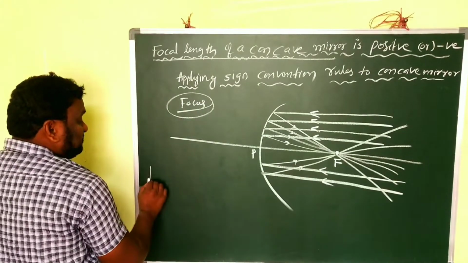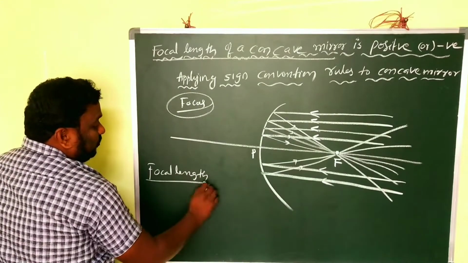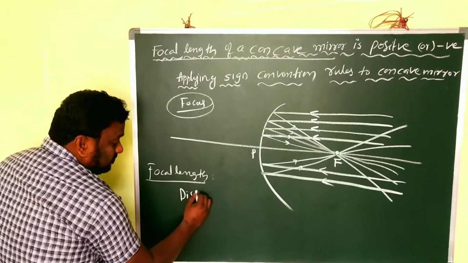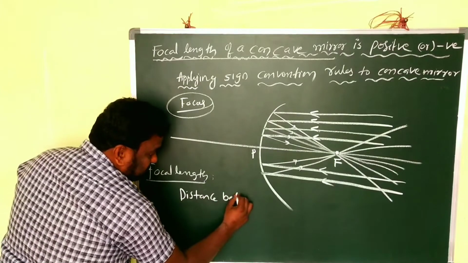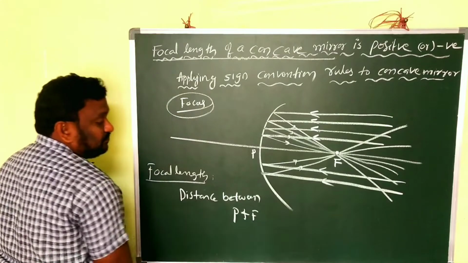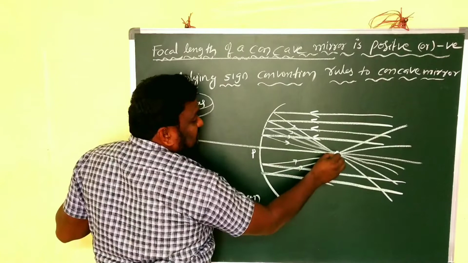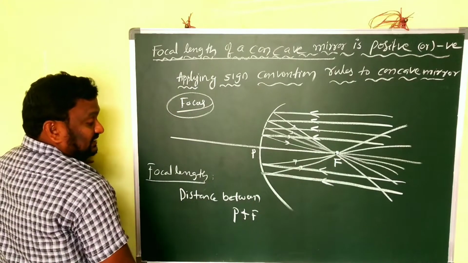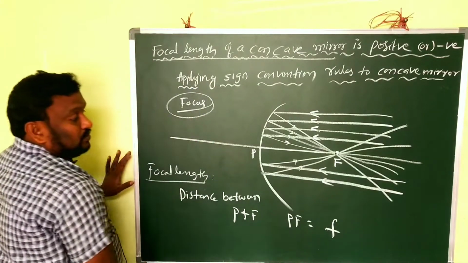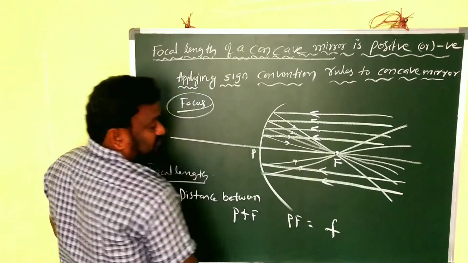So what is meant by focal length? All of you know what the focal length is. It is the distance between P and F. The distance from the pole P to the focus F is called the focal length. So PF is equal to f. Focal length is PF, PF is equal to f.